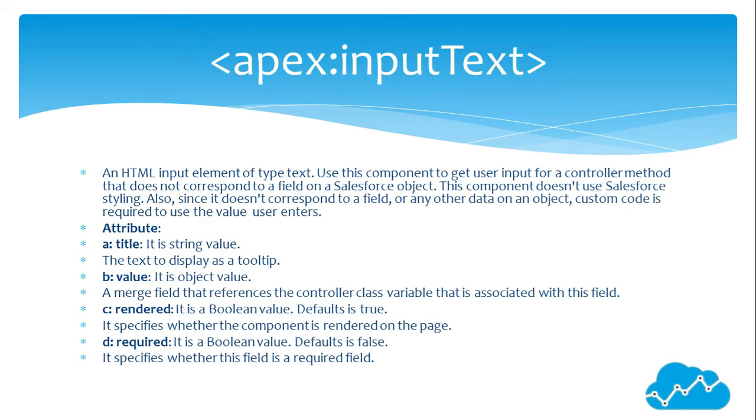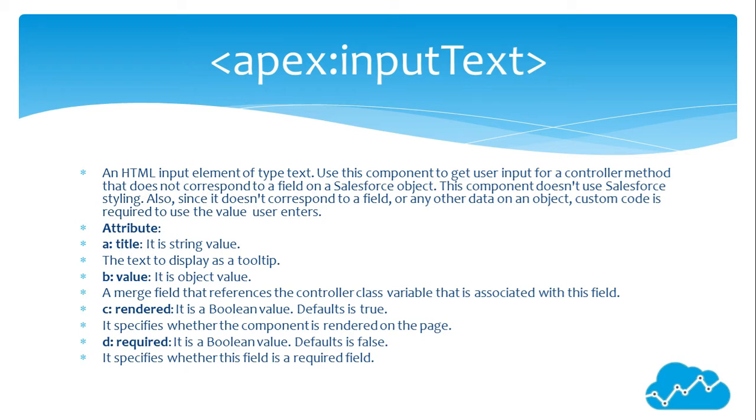apex:inputText, an HTML input element of text type. Use this component to get user input for a controller method that does not correspond to a field on a Salesforce object. This component doesn't use Salesforce styling. Also, since it doesn't correspond to a field or any other data of an object, custom code is required to use the value the user enters.